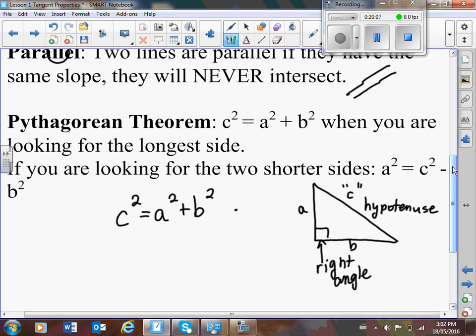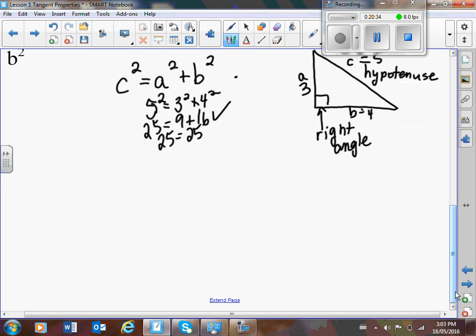All right, let's try this. If we have a hypotenuse of 5, and we have a side length of 3 and a side length of 4, we see 5 squared equals 3 squared plus 4 squared. So we have 25. Does that equal 9 plus 16? It sure does, right? We have 25 equals 25. That's Pythagorean theorem. Normally we're given two sides and have to find the third side.